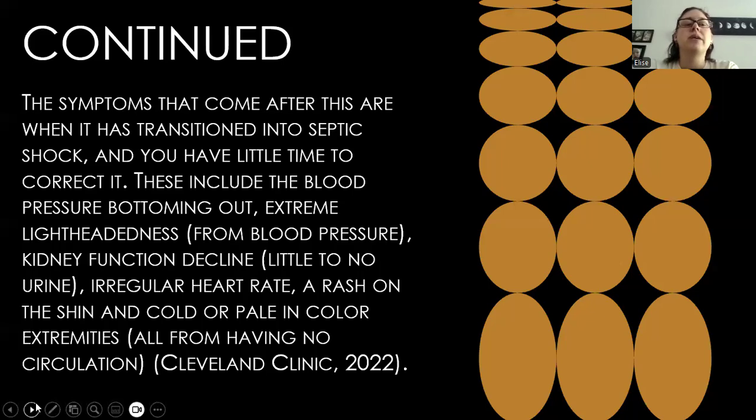Continuing on with more symptoms. These come after this, when it has transitioned into septic shock and you have little time to correct it. These include the blood pressure bottoming out, extreme lightheadedness from the blood pressure, kidney function decline, little to no urine, irregular heart rate, rash on the skin, and cold or pale in color extremities, all from having no circulation. Cleveland Clinic 2022.